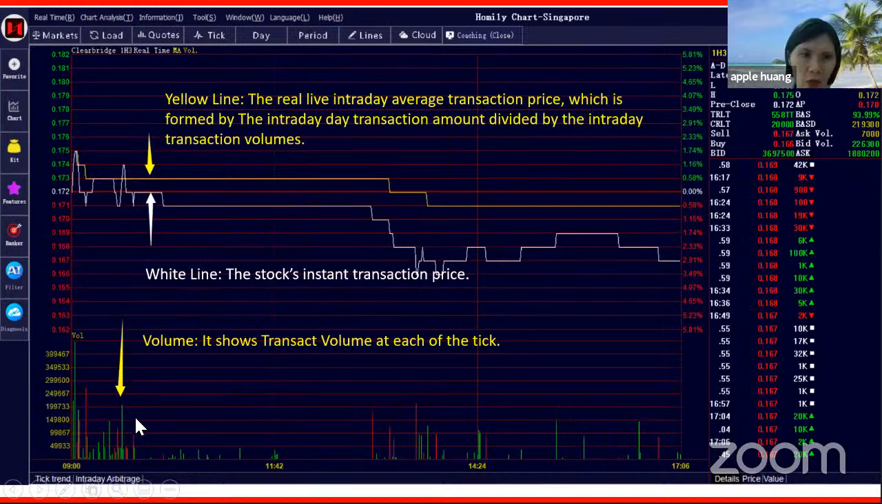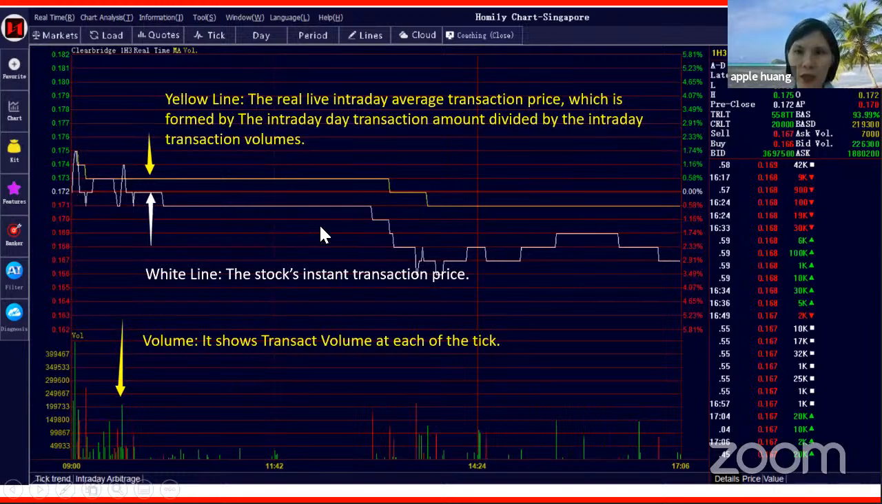And the lower window shows the actual volume. This is the actual transaction volume at each tick. So based on the yellow line and also the white line, we know the direction of the day.